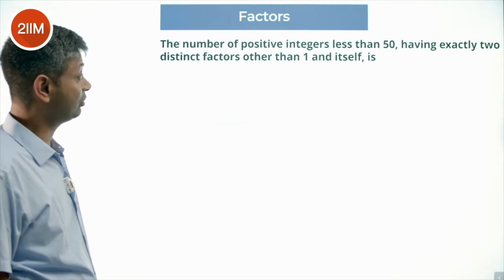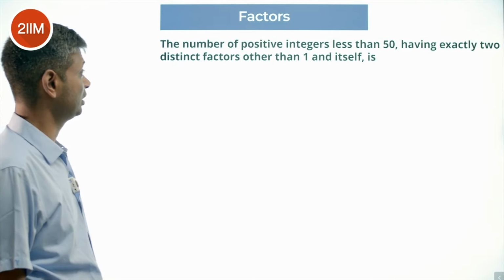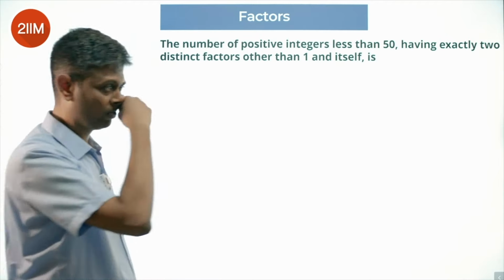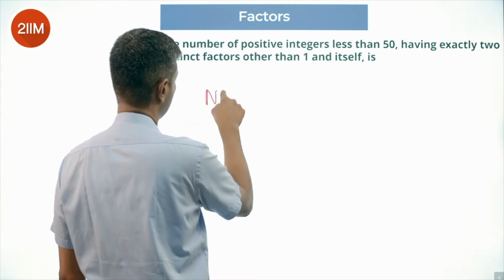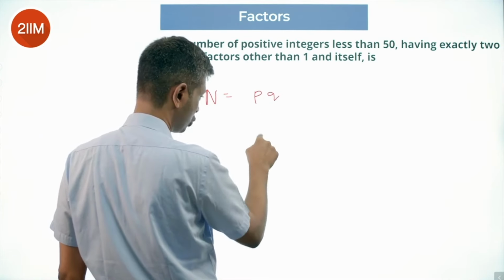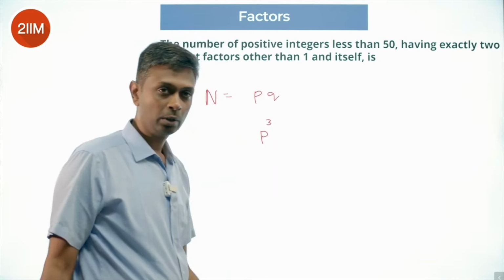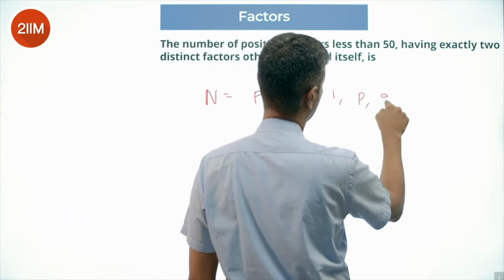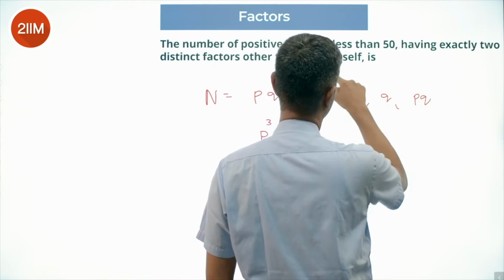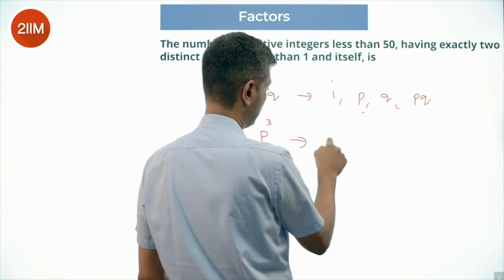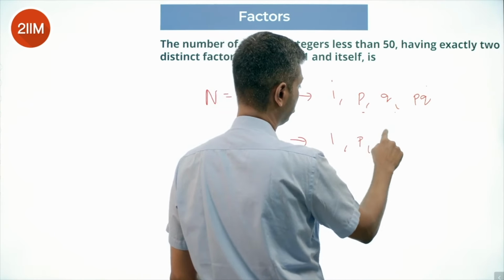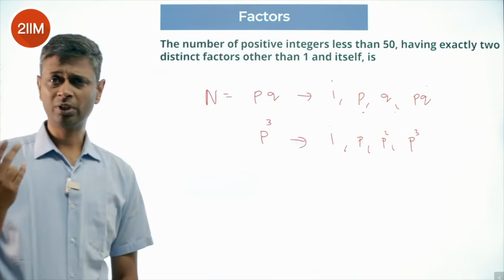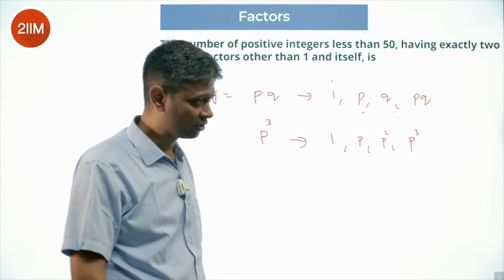Number of positive integers less than 50 having exactly two distinct factors other than one and itself. Other than one and itself, two distinct factors, or four factors totally, so the number n should be of the form p into q, or it should be of the form p cube. P into q, where p and q are distinct primes, the factors are 1, p, q, pq. This is 1, this is n, two other factors. Number of the form p cube: 1, p, p square, p cube. This is 1, this is the number itself. Other than 1 and itself, two other factors. Four factors totally.